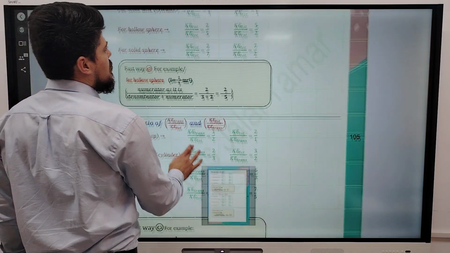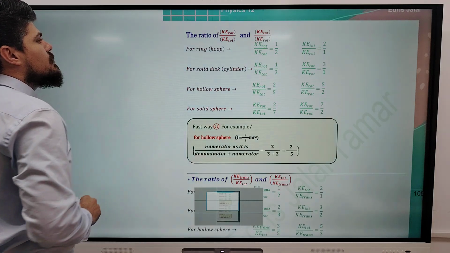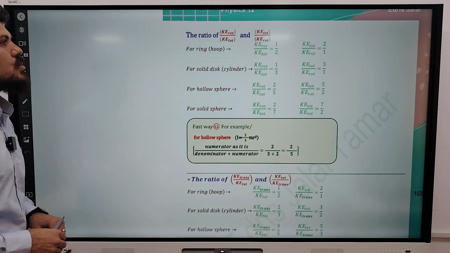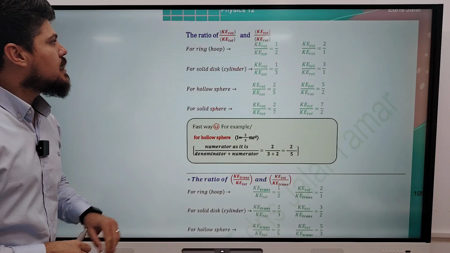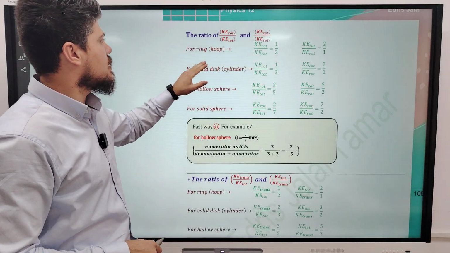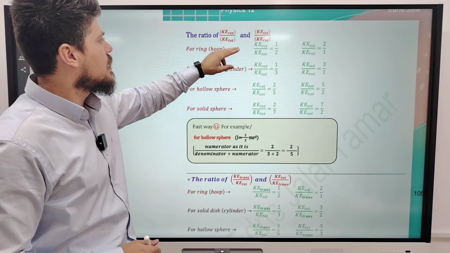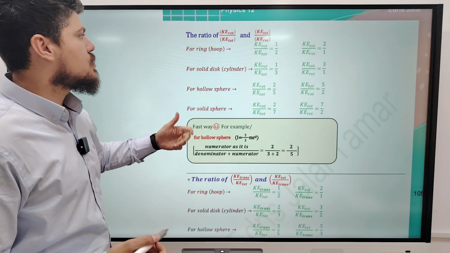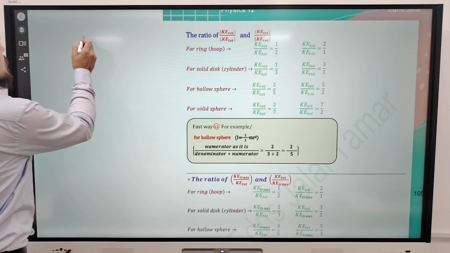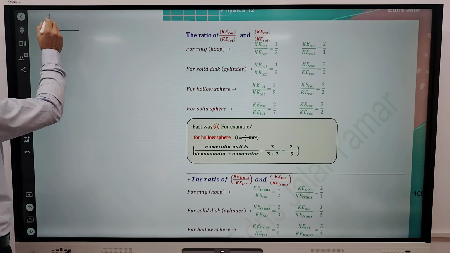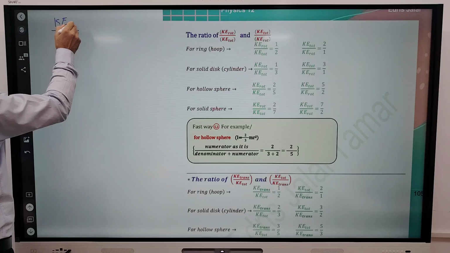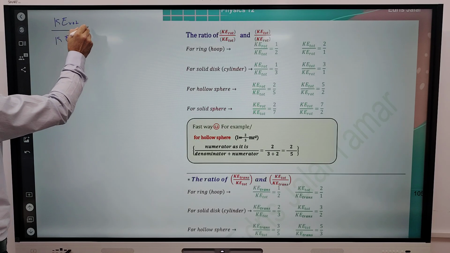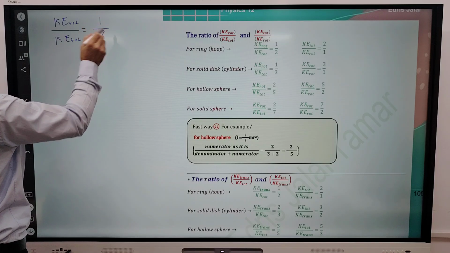Now we have some ratios. Okay, so you can prove them one by one. What is the ratio of rotational kinetic energy to total kinetic energy, and total kinetic energy to rotational kinetic energy? For a ring, rotational kinetic energy to total kinetic energy is equal to 1 over 2. So you can prove it, and it's very easy. Find or prove that rotational kinetic energy to total kinetic energy is equal to 1 over 2.